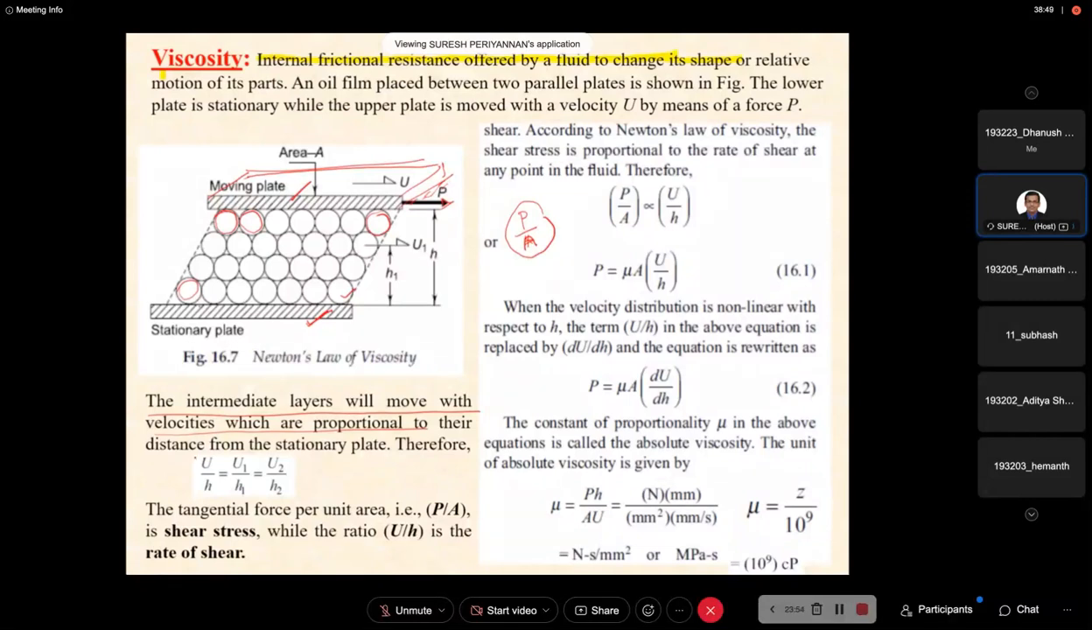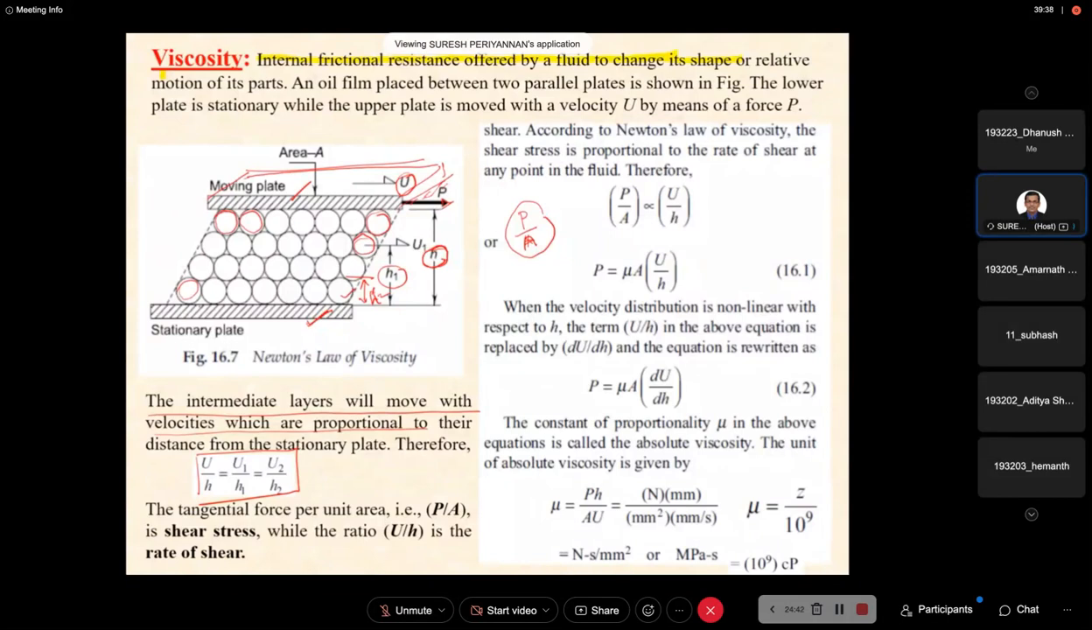So here, for this distance h, the corresponding velocity is u, so it is u by h. But if I take this ball, this fluid particle, with velocity u1 at distance h1, then I can create the proportional relationship: u by h is equal to u1 by h1. If you take another h2, then u2 by h2. This is how I mathematically formed the equation.